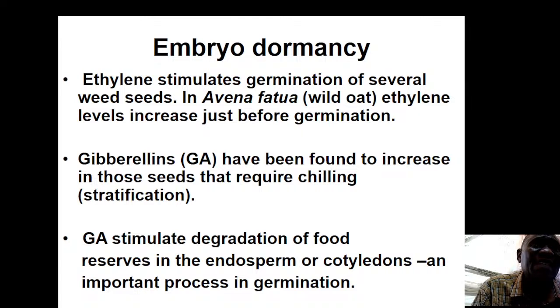We talked about stratification, or low temperatures, or chilling. This chilling process can increase a hormone known as gibberellic acid. Once that hormone is increased, it can actually affect germination. Gibberellic acid stimulates degradation of food reserves in the endosperm or cotyledons, which is an important process in germination. So you want high levels of gibberellic acid or gibberellins to cause a germination process.